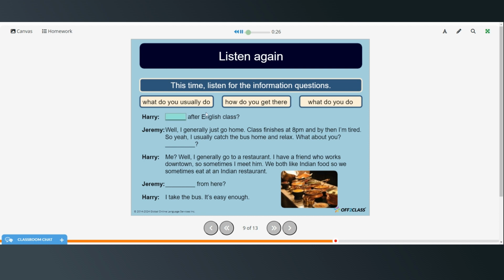What do you usually do after English class? Well, I generally just go home. Class finishes at 8 p.m., and by then I'm tired. So, yeah, I usually catch the bus home and relax. What about you? What do you do? Me? Well, I generally go to a restaurant. I have a friend who works downtown, so sometimes I meet him. We both like Indian food, so we sometimes eat at an Indian restaurant. How do you get there from here? I take the bus. It's easy enough.